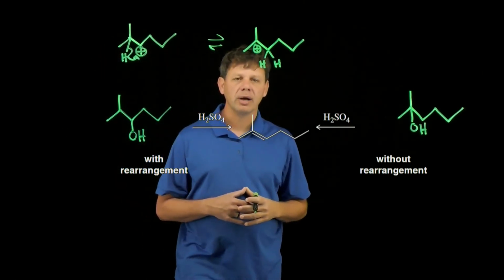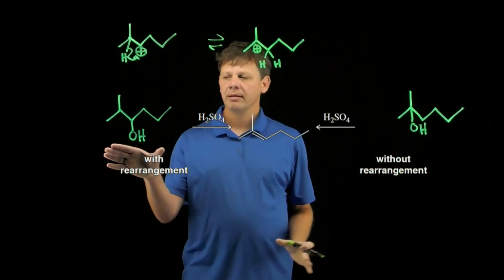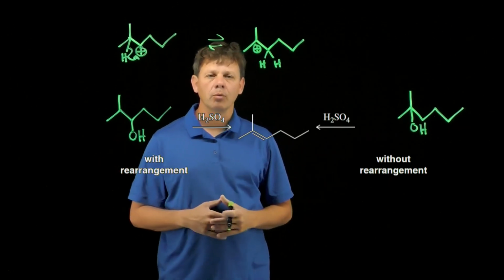So these are the two alcohols we start with. This one would give the alkene without rearrangement. This one would give the same alkene, but with rearrangement.